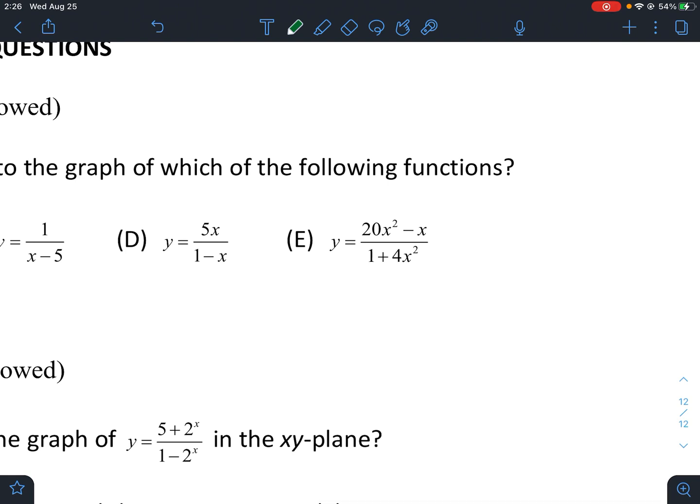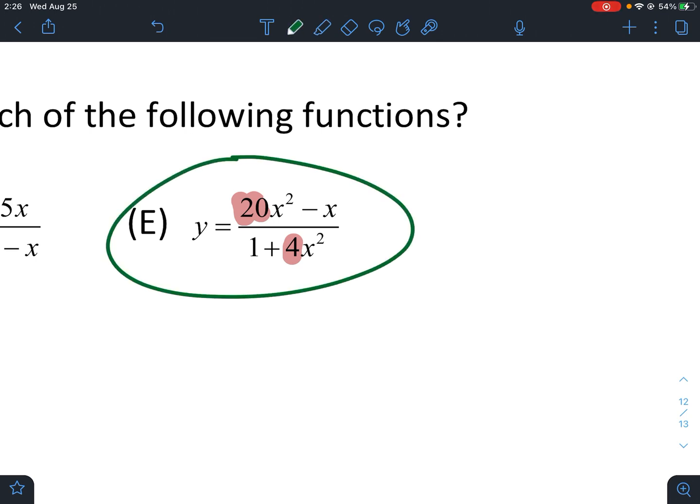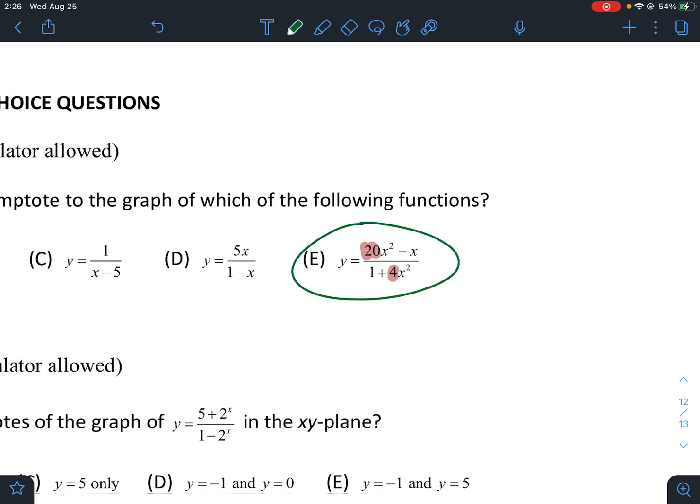D, since the degrees match, we do coefficients, that would be 5 over -1. So that'd be -5, so that's not right. And E, the degrees match, so we do coefficients, and that would be 20 over 4, and that one is 5. So our answer would be E. y equals 5 would be the horizontal asymptote of that function.